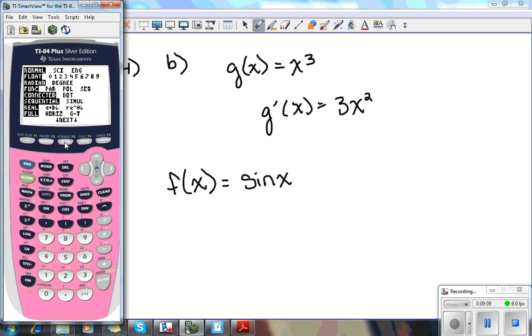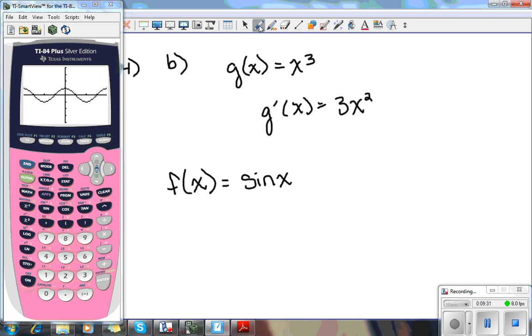Now I'm going to go zoom 7 for trig. And this is the graph. What it's graphing right now is the derivative of sine. So take a look at that function. That should look familiar. Remember, sine goes through 0, 0. This one looks a lot like it, but not quite. So hopefully you're thinking it right now: f prime of x equals cosine x. And that's one of the things we're going to be doing coming up in the next section.